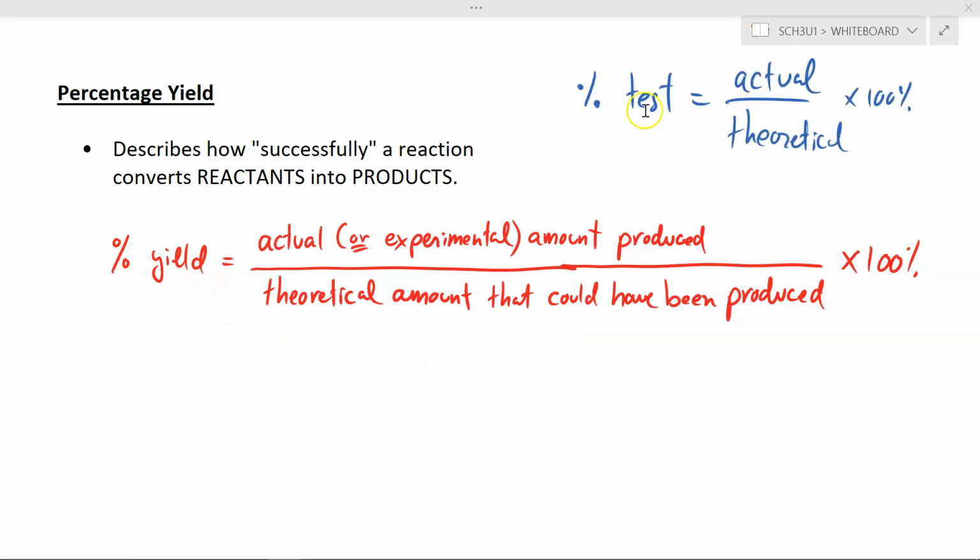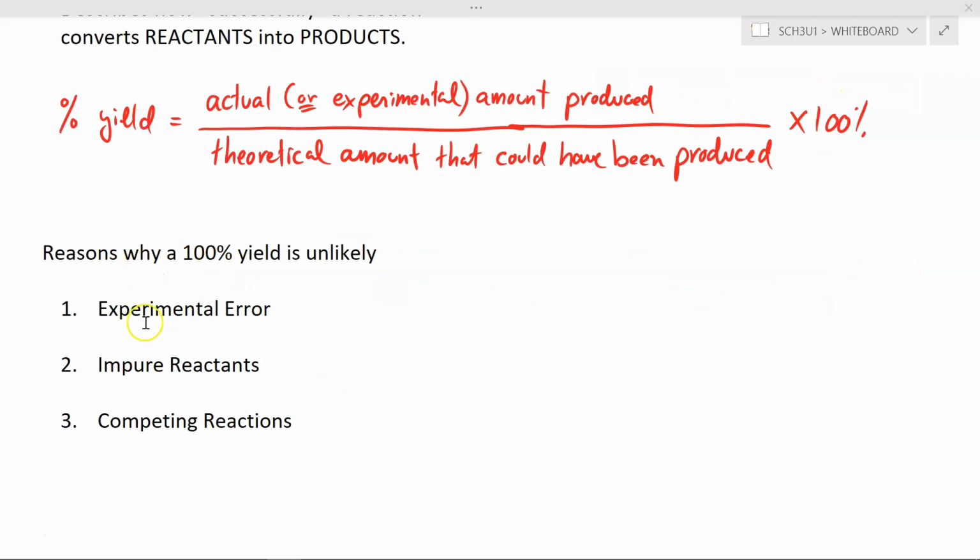So this is like saying, what percentage do you get on the test? Well, you take your actual score, divide by the theoretical score that you could have gotten if everything went perfectly. So what's the maximum value you could have gotten? Then multiply by 100%. Now, there are several reasons why you should never get 100% yield. If you ever do get 100% yield, I'd be very concerned. Chances are you probably have some sort of an impurity inside your sample, which accounts for the extra mass. But here are the major reasons why 100% yield is unlikely.